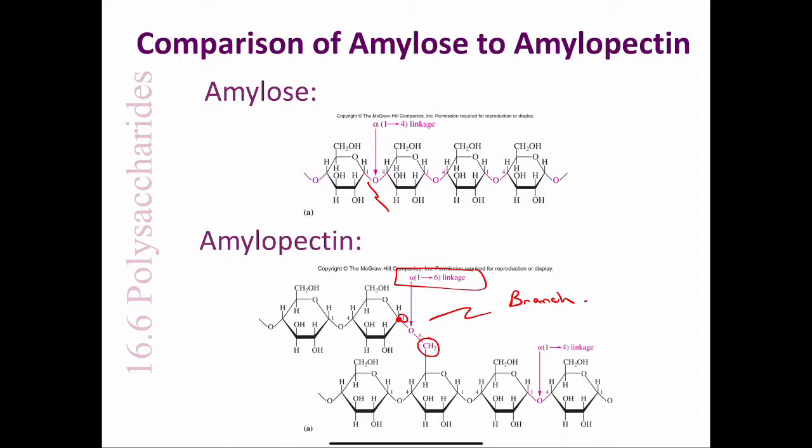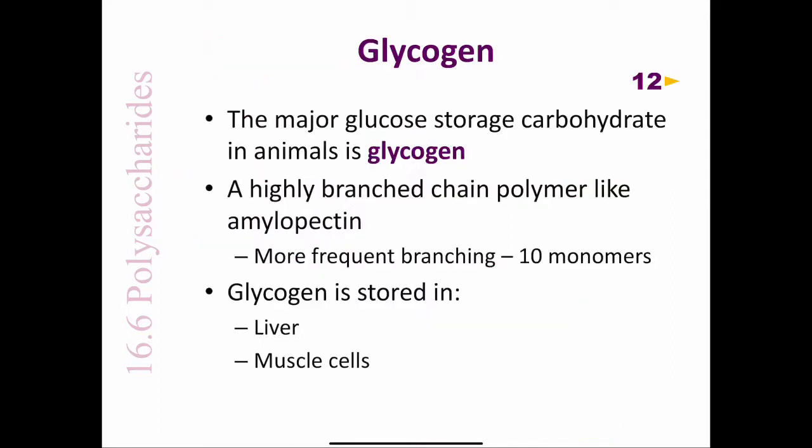So again, the main chain is just these alpha 1,4 linkages, just like in amylose, but in amylopectin, we have these branches coming off like that, the alpha 1,6 branches. So let's move on and talk about what glycogen is. Glycogen is actually pretty close in its structure to amylopectin, but it does have a big enough difference that we can differentiate between the two.